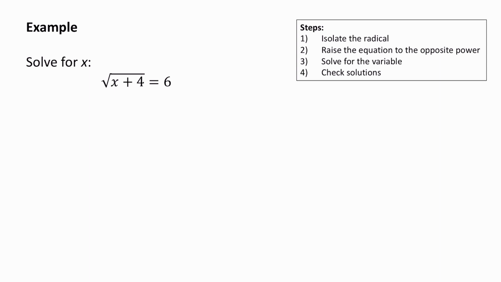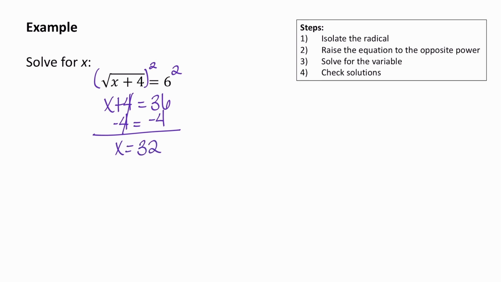So our radical needs to be isolated, so you can see that it's already isolated. So we're going to undo it because it's a square root by squaring both sides of the equation. So when we do that, we get x plus 4 equals 6 squared, which is 36. Now to solve for x, we're going to subtract 4 from both sides. So when we do that, we get x equals 32.